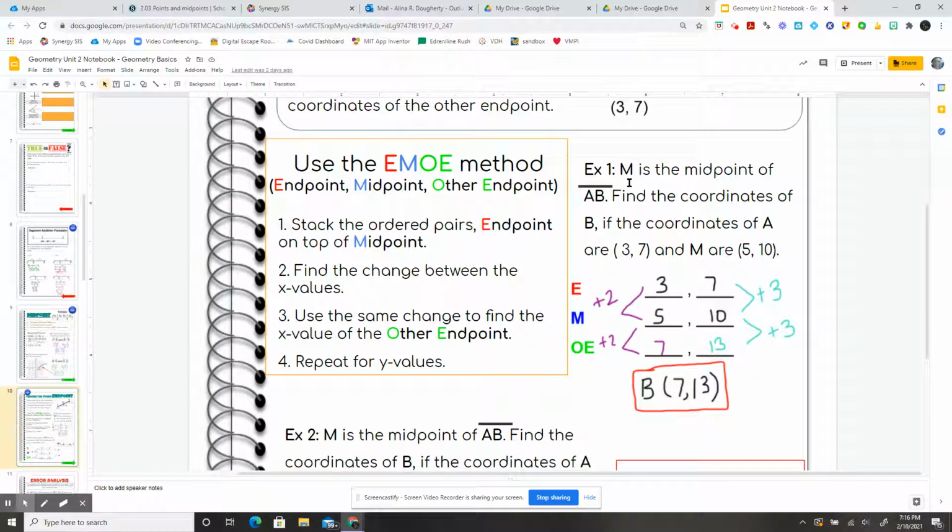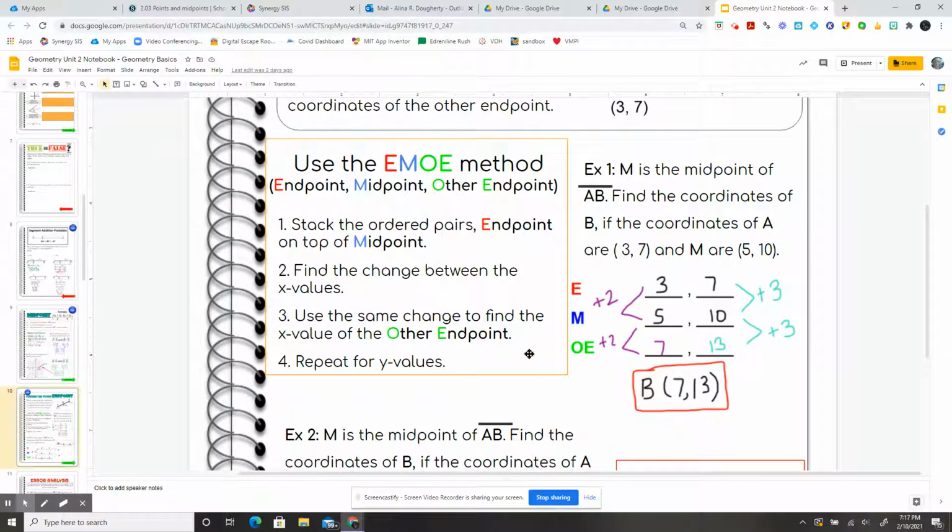So if it says M is the middle point, find the coordinates of B if the coordinates of A are 3, 7. So 3, 7 is A, that's an endpoint. M is 5, 10, that's the middle point. Like we just talked about, in the X's, we're going from 3 to 5, so that's plus 2. So we're going to extend that pattern, and 5 plus 2 is 7. On the Y side, we're going to do 7 plus 3 is 10, and 10 plus 3 more is 13. So point B, that other endpoint, is 7, 13. You've got to do some really close reading to make sure that you know that you have an endpoint and a middle point.